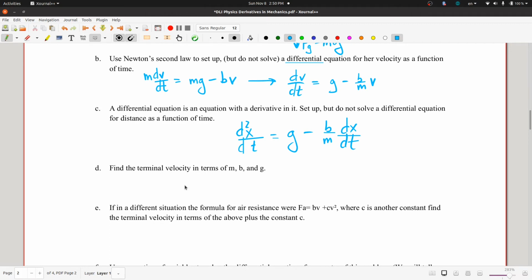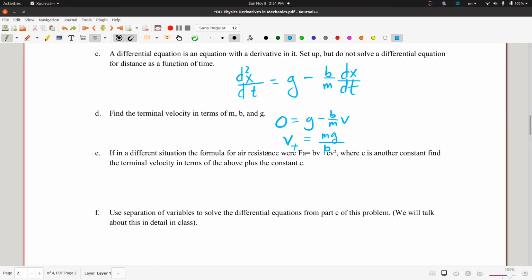Find terminal velocity in terms of m, b, and g. Here we just want to say, when will the velocity become terminal? When will it stop changing? Well, by definition, when dv/dt, the derivative with respect to time, is equal to 0. So just set that equal to 0. 0 equals g minus b over m times v, and solving for v shows us that that's equal to mg over b, that is v terminal.